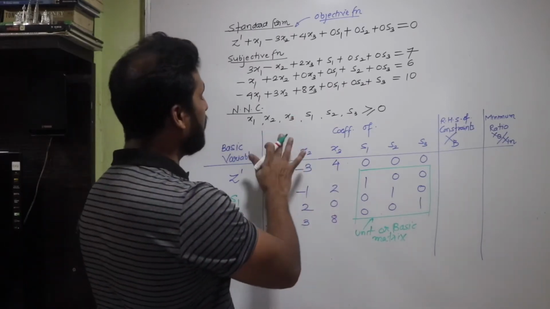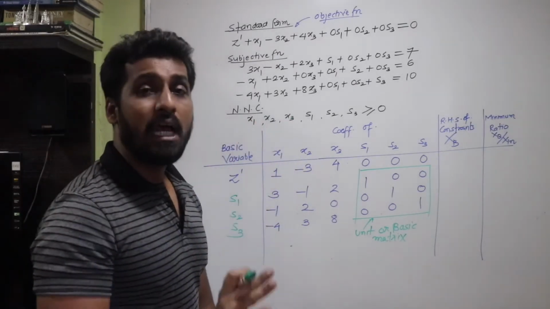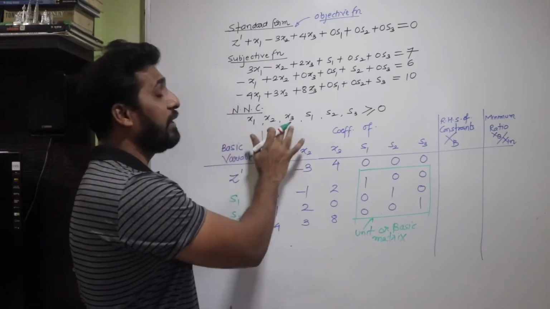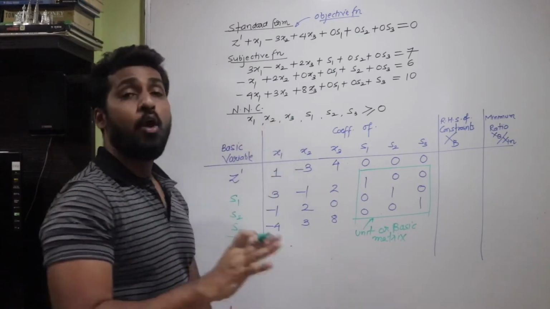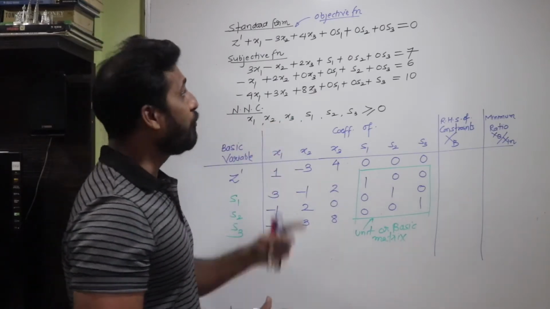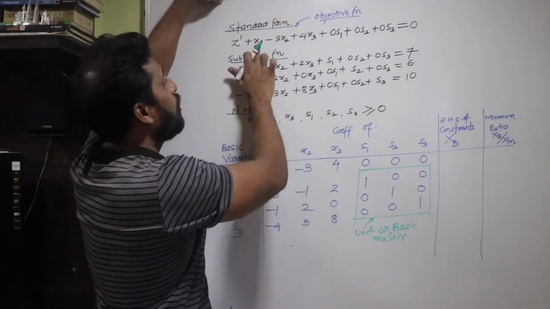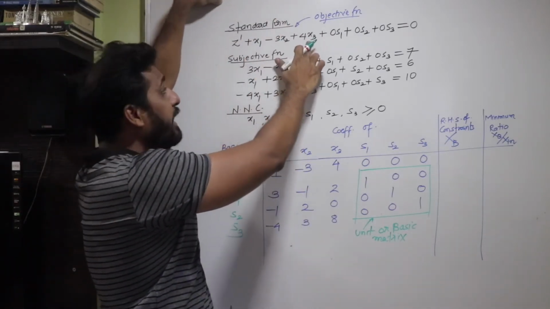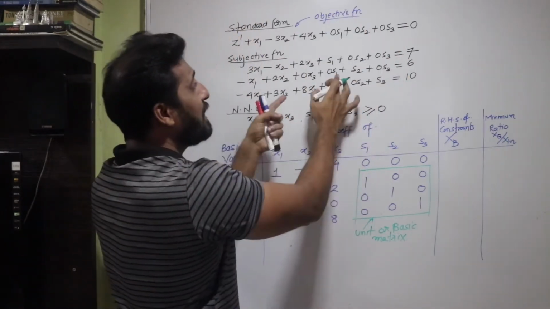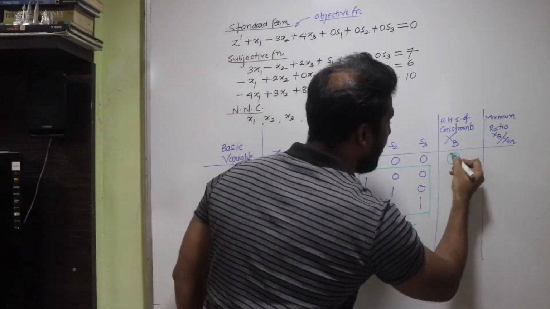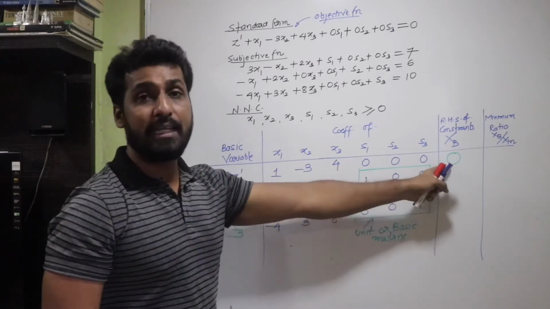Now the next three variables, x1, x2 and x3, will be called non-basic variables, and the solution for the non-basic variables is always and always taken as 0. So x1, x2 and x3 will be taken equal to 0. If you go back to your standard form, the objective function, and put the values of x1, x2 and x3 as 0, and since s1, s2, s3 are already multiplied with 0, the ultimate answer is going to come 0, which I'm going to write here. So the initial value of z dash came 0.